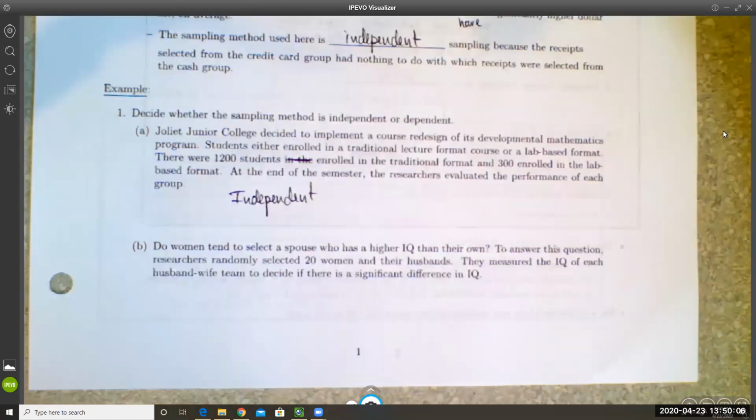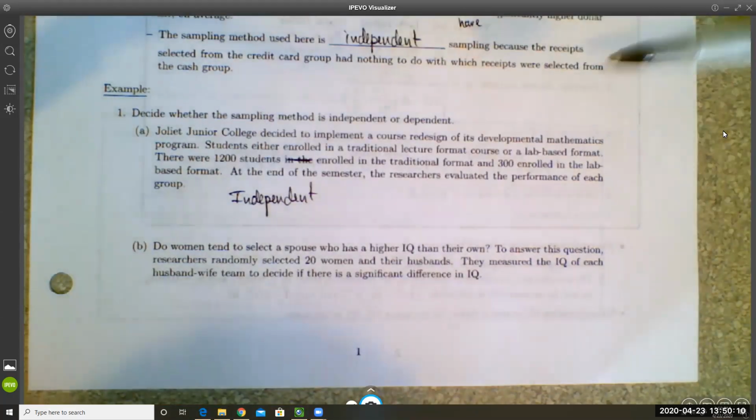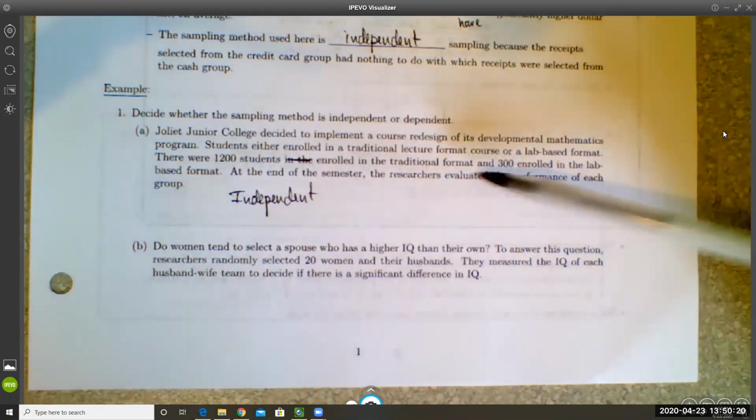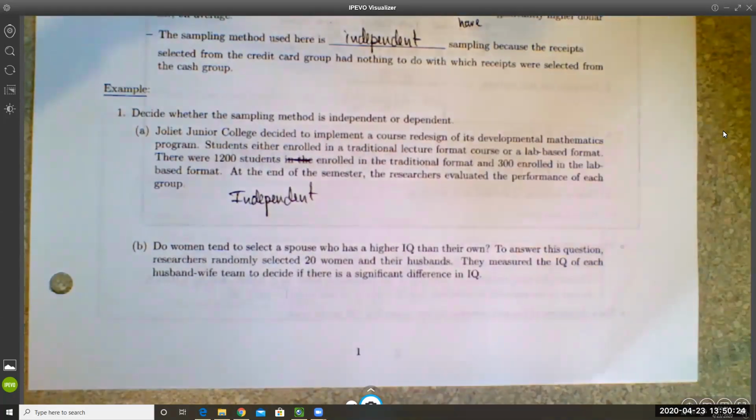But yeah, a pretty dead giveaway that you have independent sampling is if your sample sizes don't match, okay? That doesn't mean that if your sample sizes do match, that automatically you know it's dependent sampling, because that's not necessarily true. But at least you can say if the sample sizes are different, then the sampling must be independent.